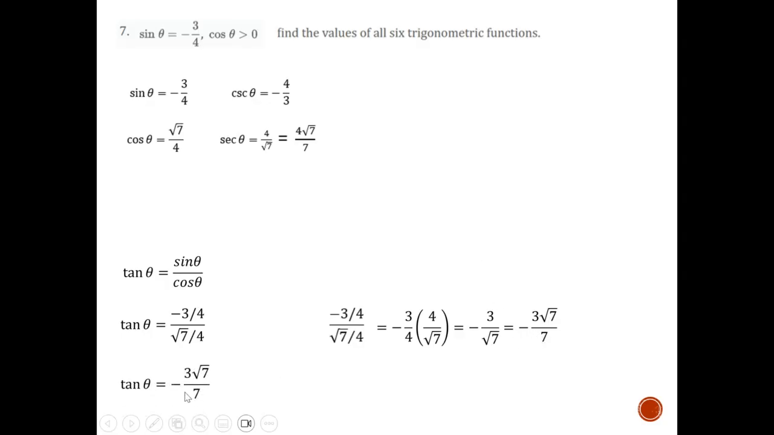Okay? Now, when we found the tangent, we also found the cotangent, because the cotangent is going to be the reciprocal, right? We can just come over here where it says negative 3 over square root of 7. What's the reciprocal of negative 3 over square root of 7? It's going to give us negative square root of 7 over 3. So that's my cotangent. So I found my 6 trig functions.